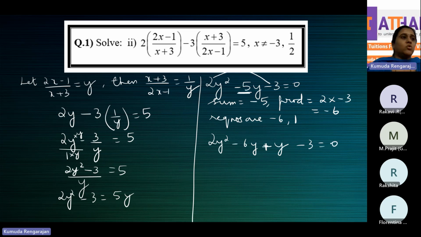Now group this and find the value of y. Once you find the value of y, put it back. What is y actually? 2x minus 1 by x plus 3. So supposing you get y is equal to 5, you can continue. So 2x minus 1 by x plus 3 is equal to 5.